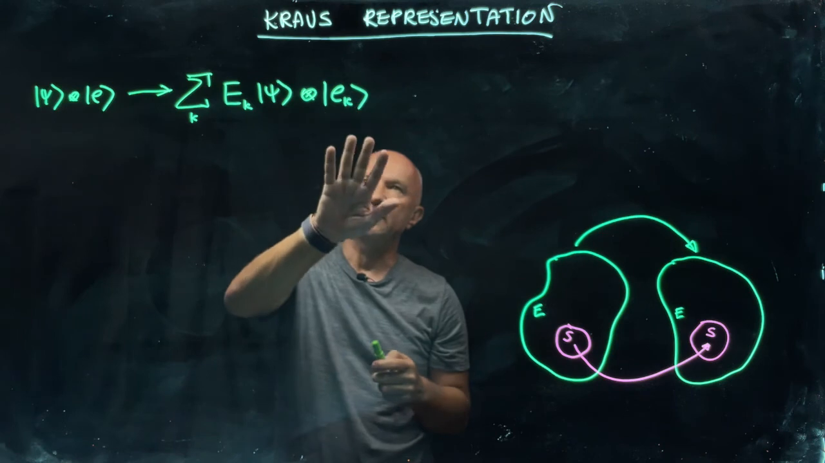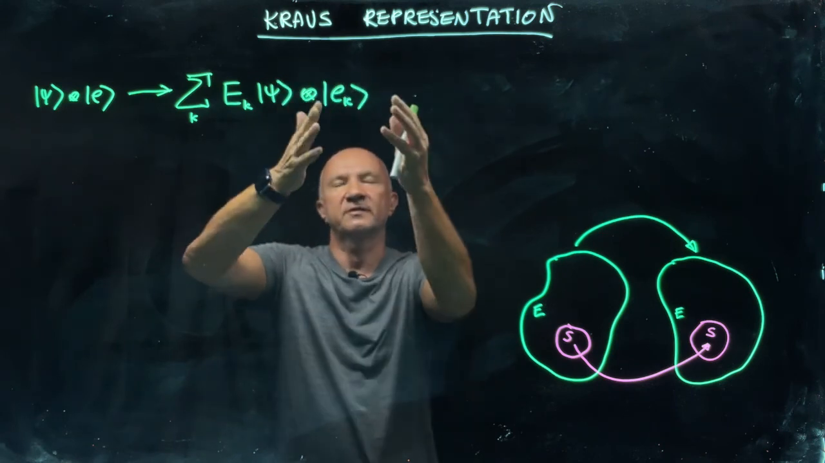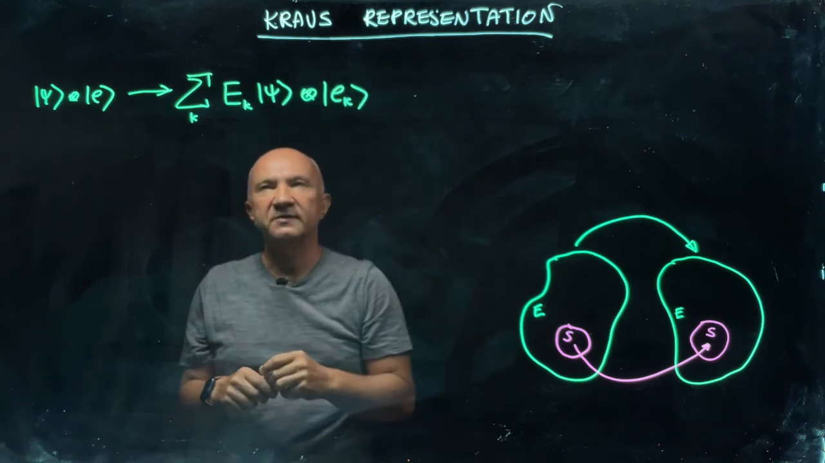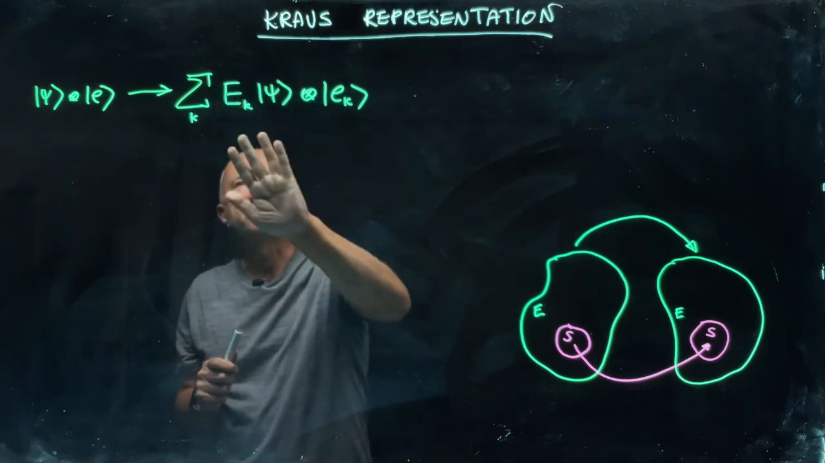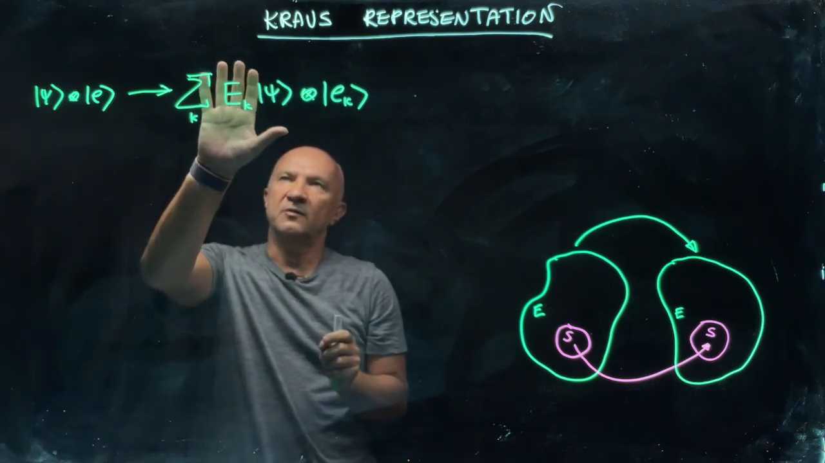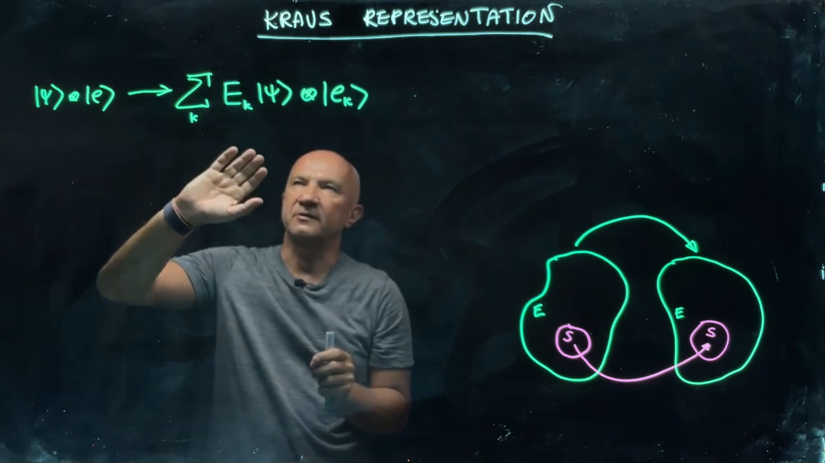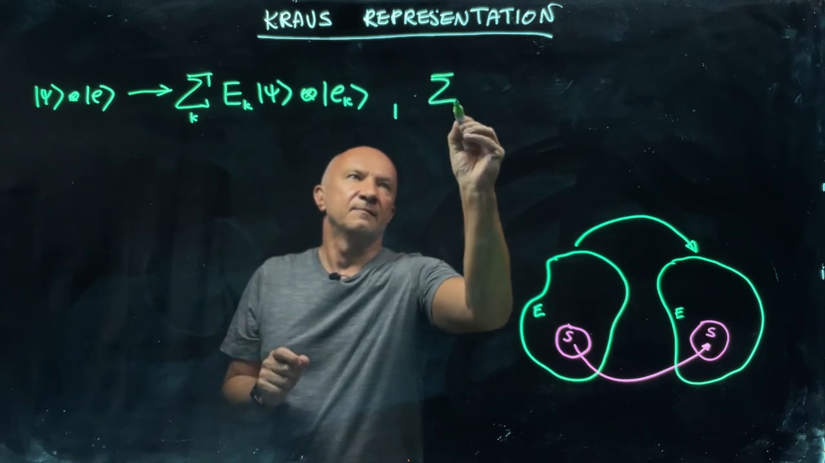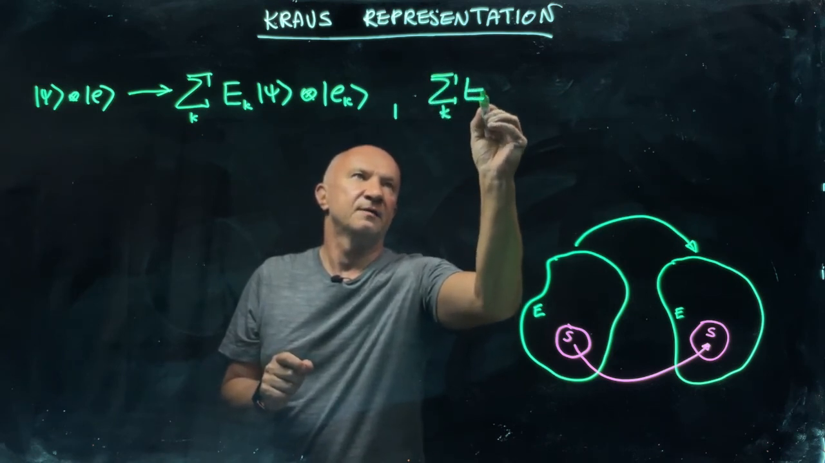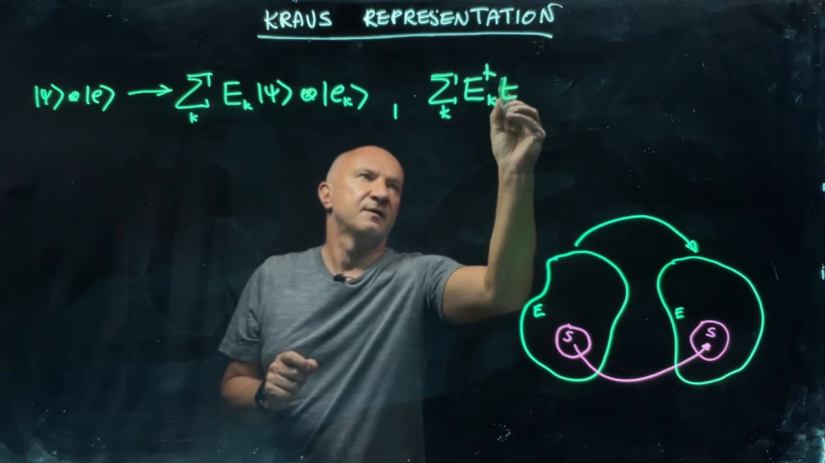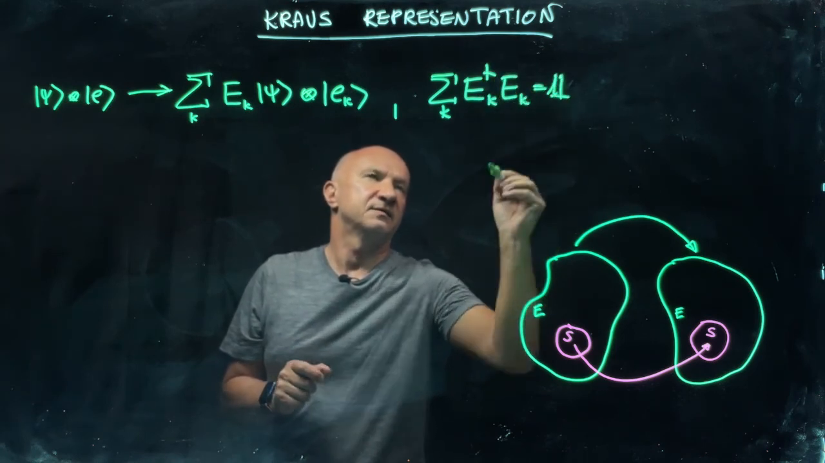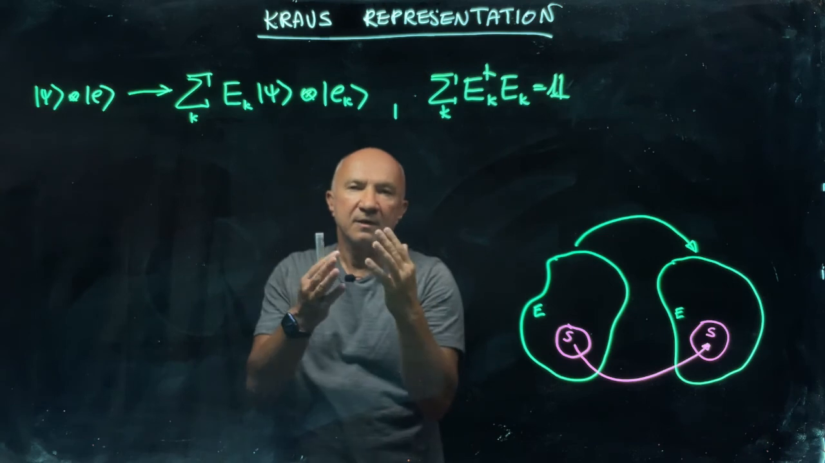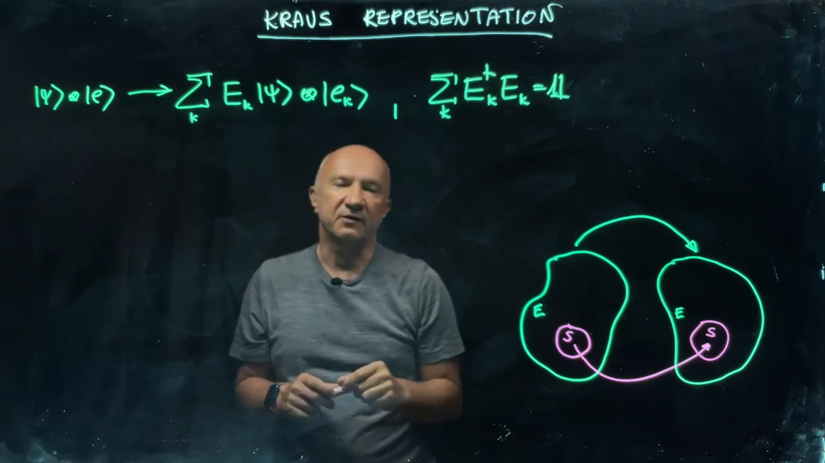Now we assume that we can write it in such a way that the states of the environment form an orthonormal basis, and all we require from these operators, which we now call the Kraus operators or the error operators, is the following relation: the sum over k of E dagger sub k E sub k is equal to the identity. So it is E dagger sub k E sub k in this order. The dagger is on the first operator here.